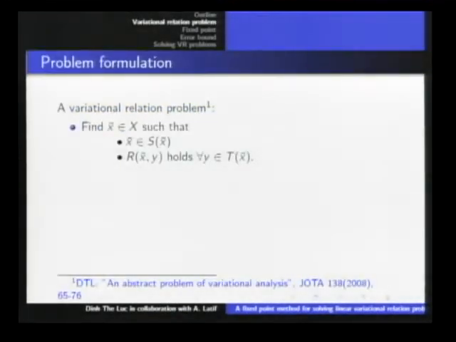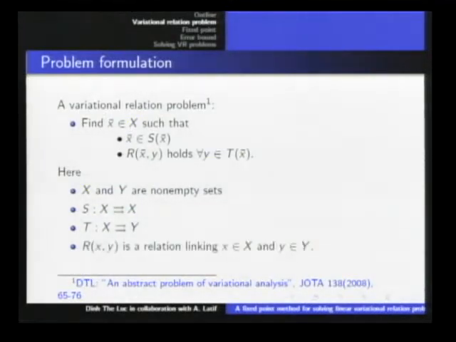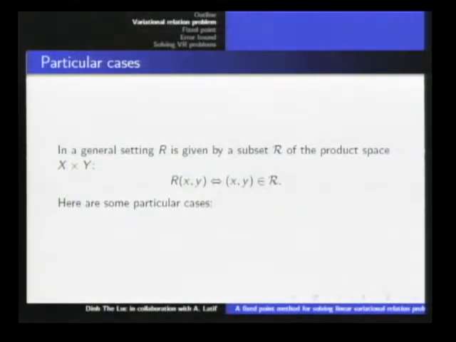Okay, so here is our problem. We have to find some x bar from a set X so that x bar is a fixed point of some set valued map T from X to X, and R(x bar, y) holds for any y from T(x bar), where R is the relation linking two elements, x from X and y from Y. In a general setting, our relation is given by a subset of the product space X by Y. So R(x, y), the relation between x and y, is satisfied if and only if the couple (x, y) belongs to the set R.